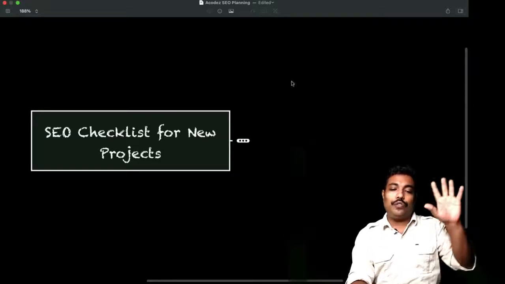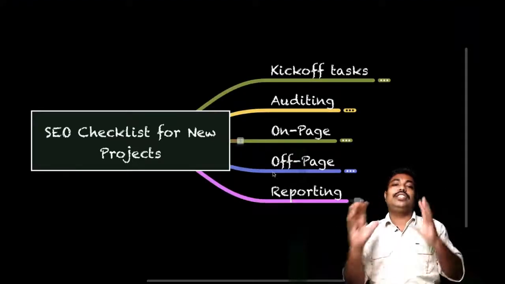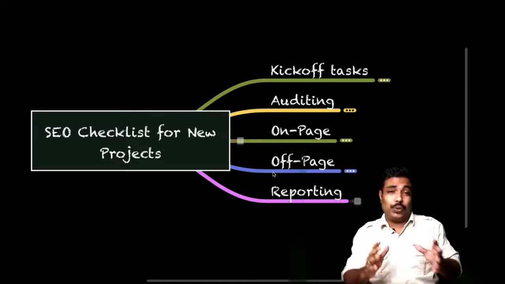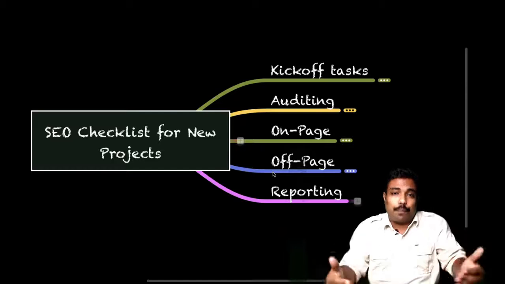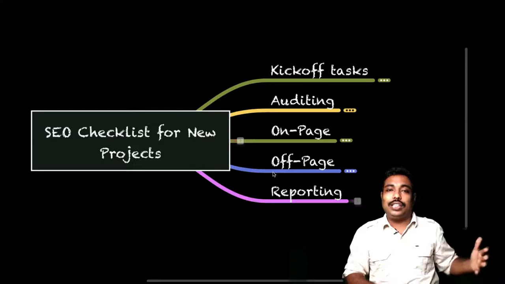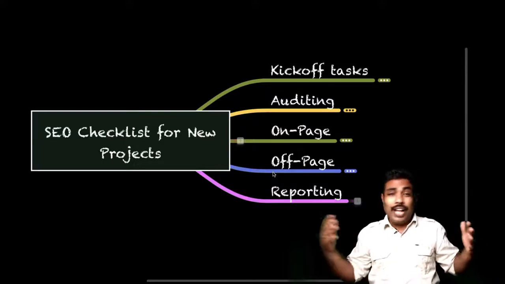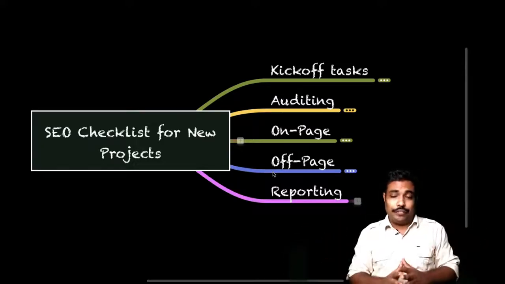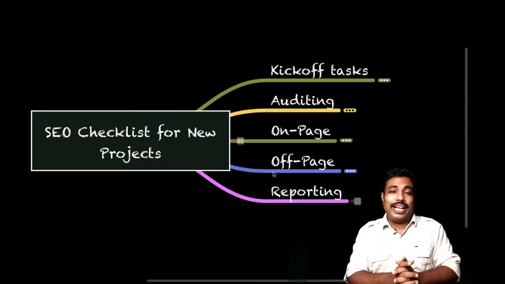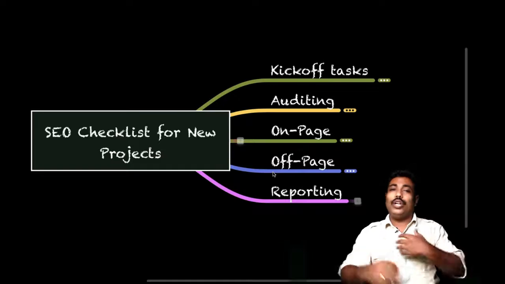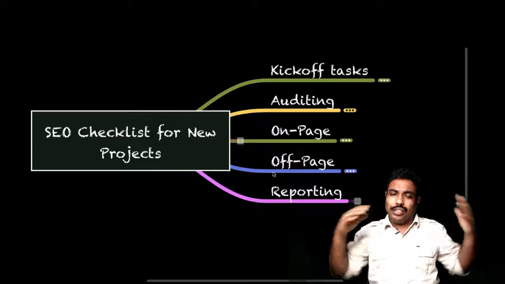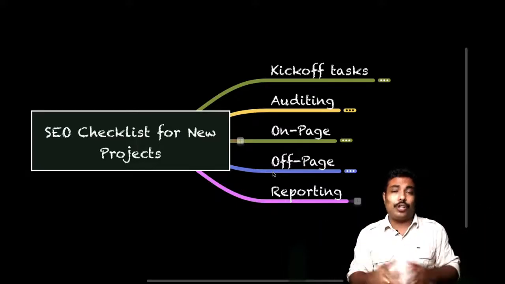We have broken this checklist into five different steps. We start with the kickoff: how to start the project and what are the first things you need to do. It's different for an existing client and a new one, and we have mentioned all the step-by-step processes. Then in the second stage, we will be doing auditing: technical audit, keyword audit, and different types of audit in this segment.